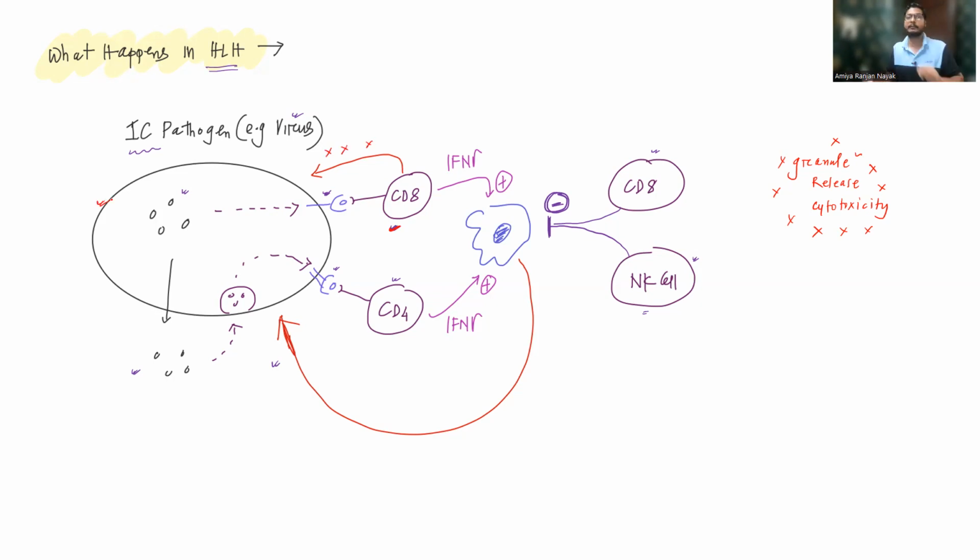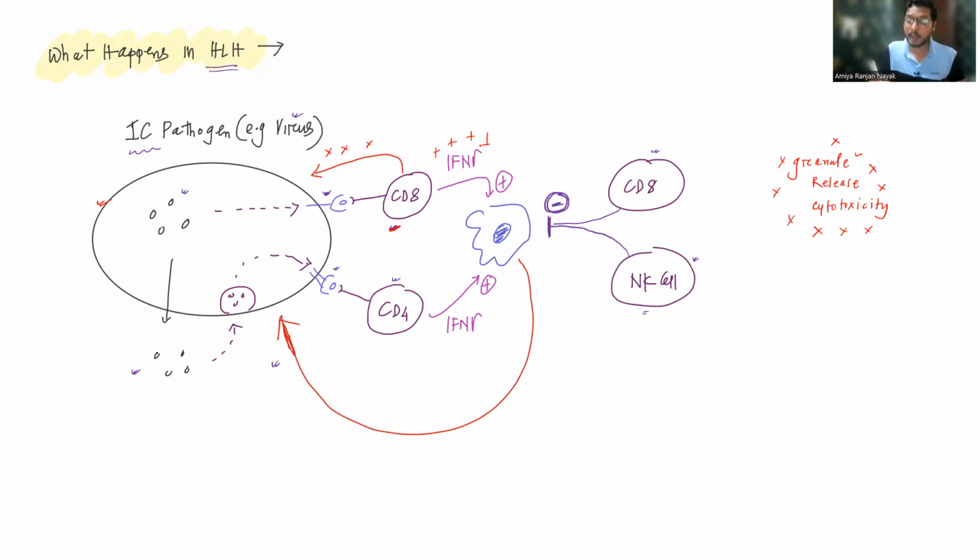It cannot destroy the affected cell because it doesn't have the activity of porphyrins and granzymes. So basically, the CD8 plus T lymphocyte cannot damage the affected cell, but it can produce more and more cytokines. So CD8 plus T cells are activated, but they are not functional, because they are not able to damage the cells. However, they can produce cytokines.